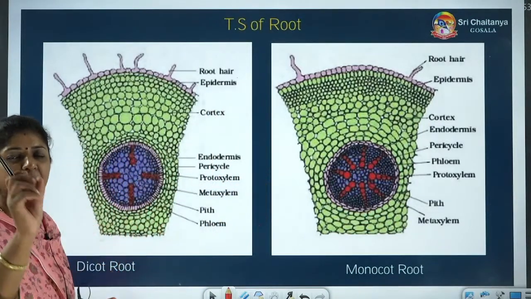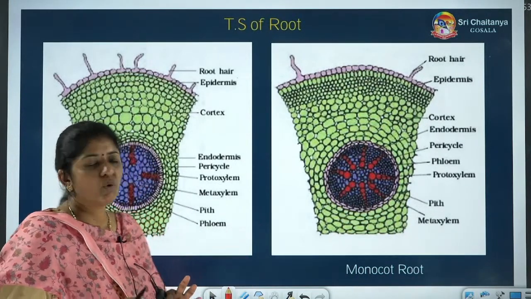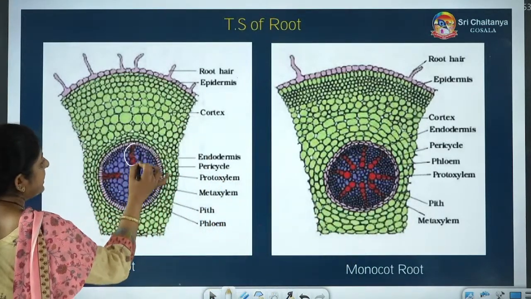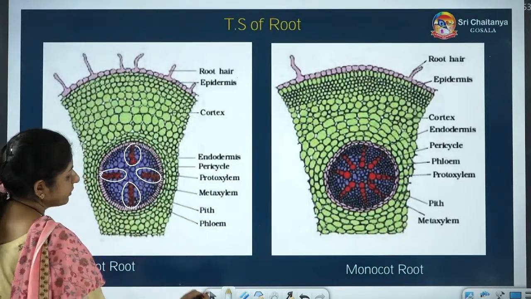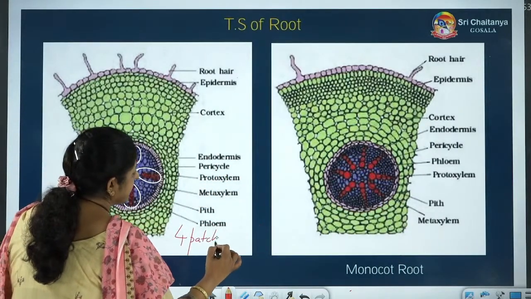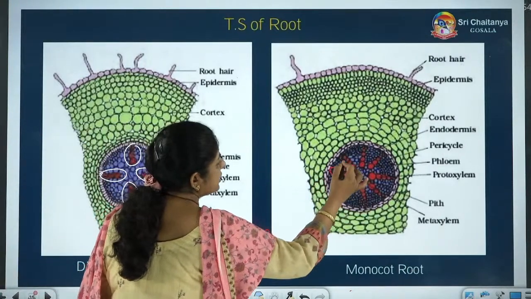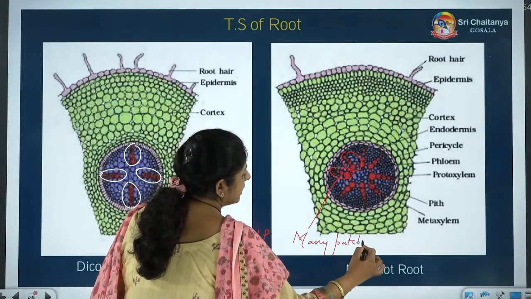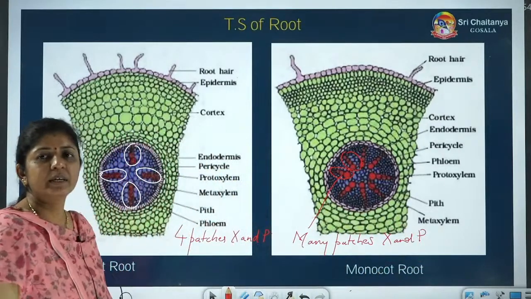But what are the differences? Please look here. Here similarities are more, but differences are less. What is that difference? See here. The difference is, can you see here, how many xylem patches are there? Here xylem patches will be 4. How many patches are there? 4 patches of the xylem and phloem will be there. And here how many patches? Many patches are there, of xylem and phloem. This is the first difference, clear?